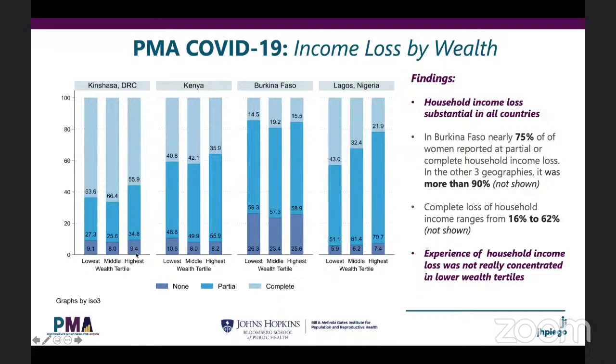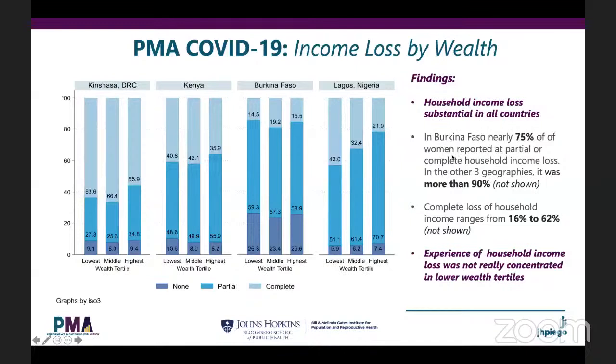This dark blue is the percentage of women that reported that they had no income loss whatsoever in their household. And this lightest blue is the percentage of women who reported that their household had lost all of its income. Just the coding of this sidebar: the things that are coming directly from this graph are in purple. The things that are in black, I'm just telling you. So in case people are trying to match those findings to the graph and getting confused, that's why.